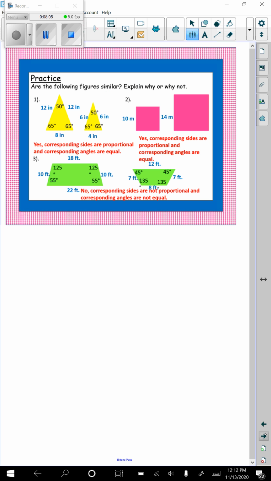Okay, so here's what we got for answers. Number 1, yes, corresponding sides are proportionate and corresponding angles are equivalent or equal. That one is similar figures, check. Number 2, yes, corresponding sides are proportionate and corresponding angles are equal. Yes. Number 3, no. Corresponding sides are not proportional and corresponding angles are not equal. So that one's a big no. Okay? All right. So that is it for similar figures.